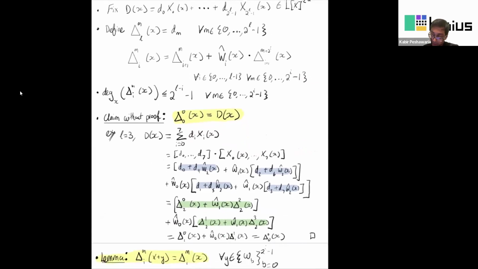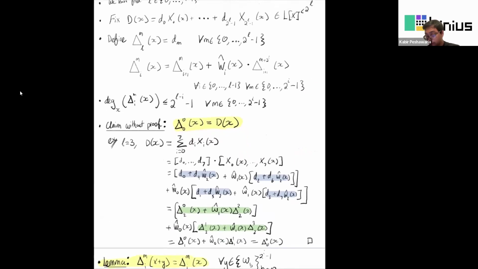I'm now going to make a claim without proof. The delta 0, 0 of x is actually capital D of x. Seems crazy. So capital D of x is actually just this coordinate vector dot producted with the novel polynomial basis. And we can actually expand out this dot product and group things in a weird looking way, and we get this expression here.